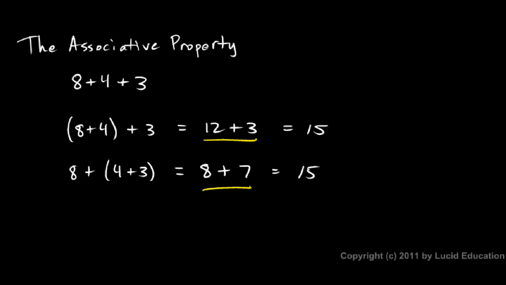We had different steps along the way, but we have the same number. It doesn't matter whether the 4 is associated with the 8 or whether it's associated with the 3. It doesn't affect the outcome.